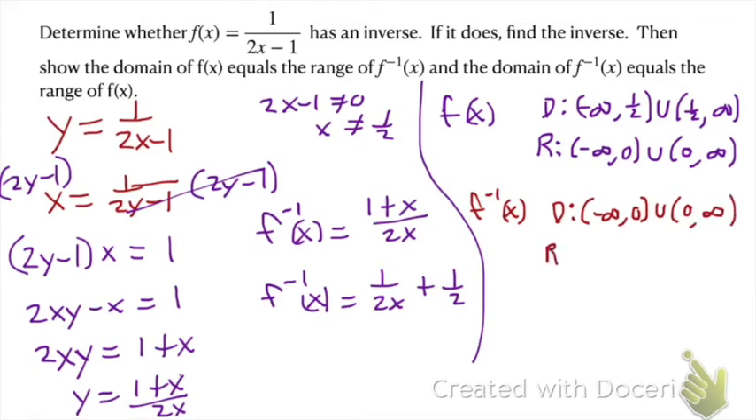And the range, we have shifted this function up by 1/2. So our horizontal asymptote is at 1/2. So everything is included except for 1/2.